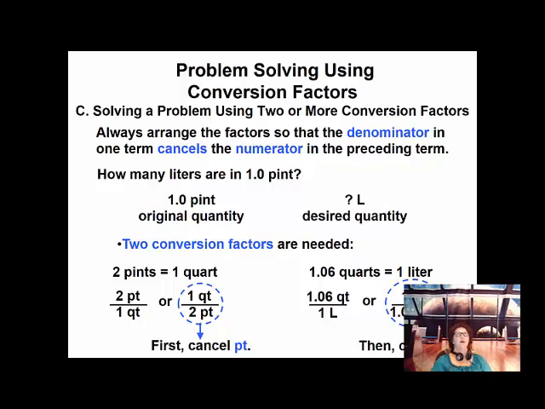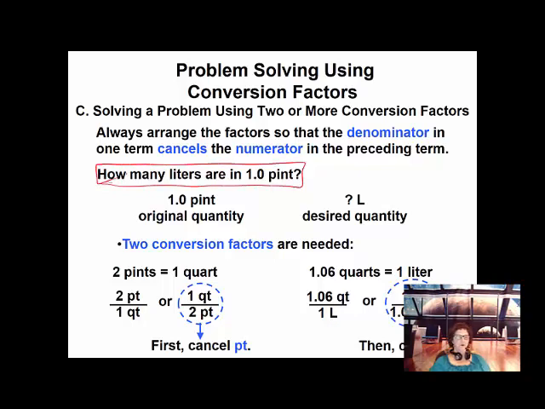For example, I don't know how many quarts are in a pint, or I don't know how many ounces are in something. I can get there more than one way. And so according to the book, you want to arrange those factors so that the denominator in one cancels the numerator in the preceding term. And so the example here is how many liters are in 1 pint.